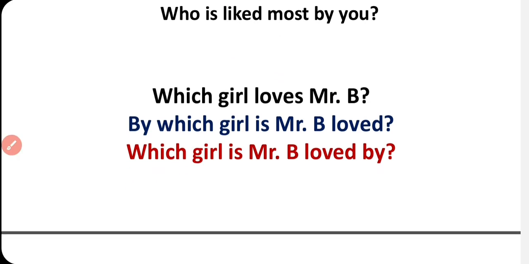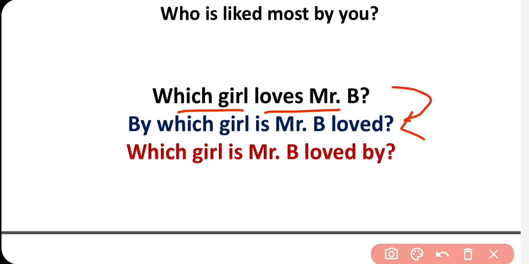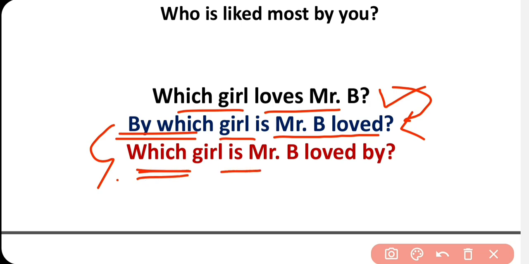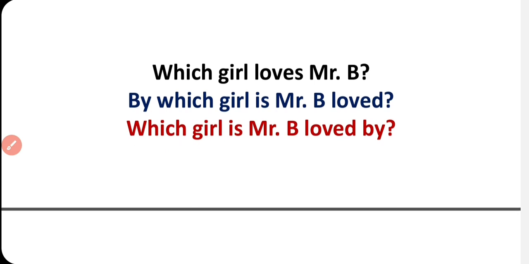Come to the next example. Which girl loves Mr. B? So what will be the passive form? By which girl is Mr. B loved? This will be the passive form of this active sentence, and you can do another, that is: which girl is Mr. B loved. Both are equally right. Come to the next slide.